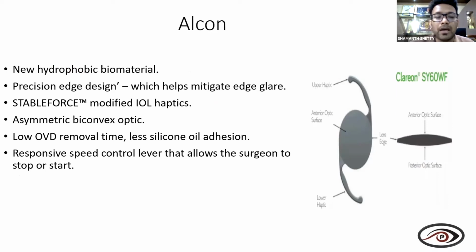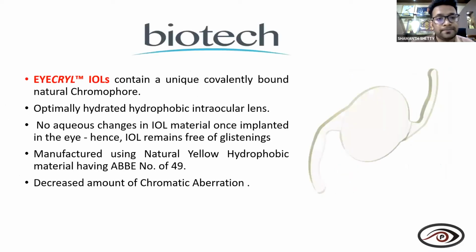Coming to Clarion from Alcon, this is made up of a new hydrophobic biomaterial, and there are modified edges there. So your centration or rotational problem is not a problem here. It has an asymmetric biconvex optic. So this actually helps in easy visco removal, or even if a patient undergoes silicone oil implantation later due to a retinal surgery, the chances of the silicone oil adhering to the lens are pretty less.